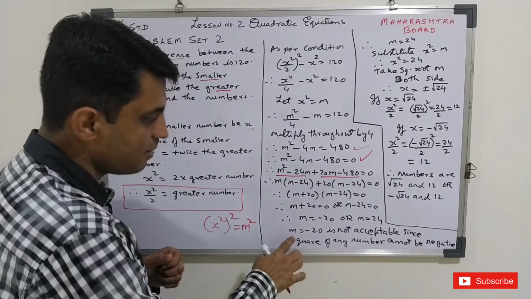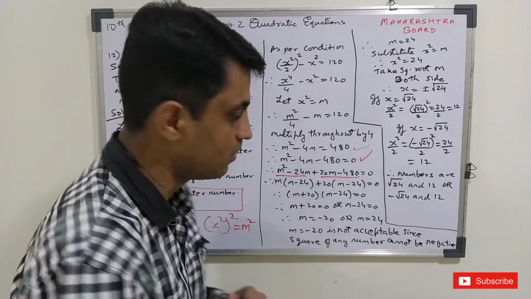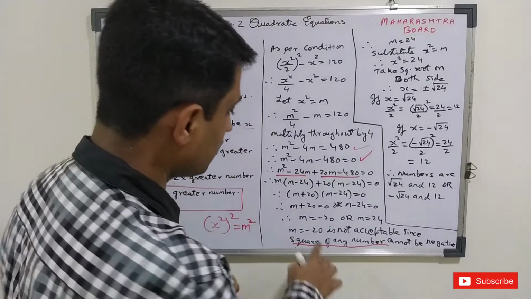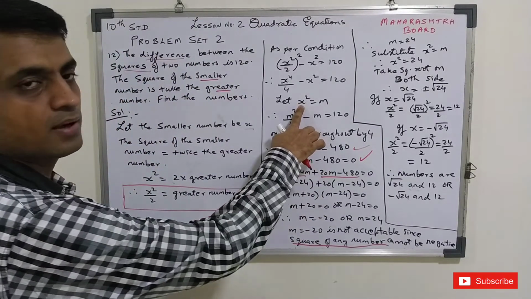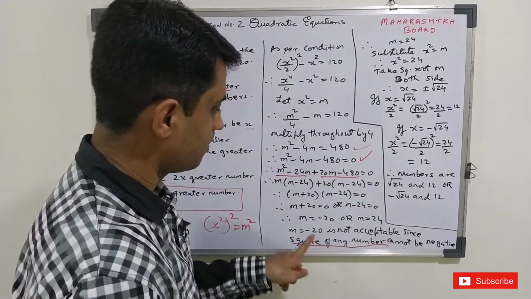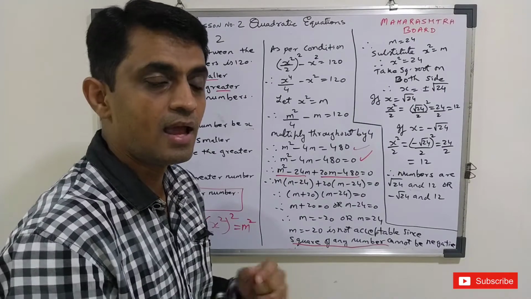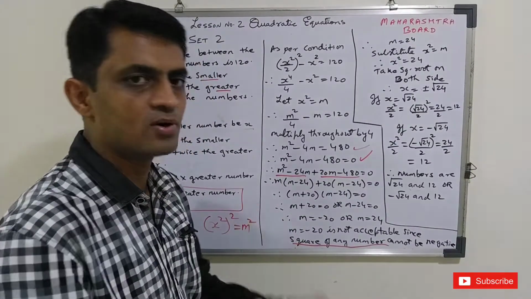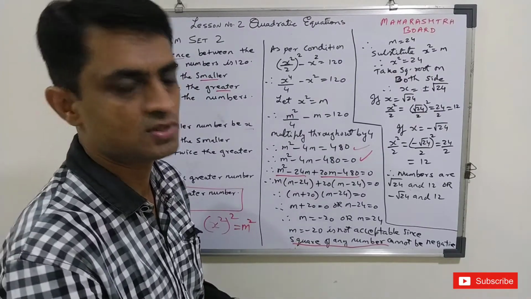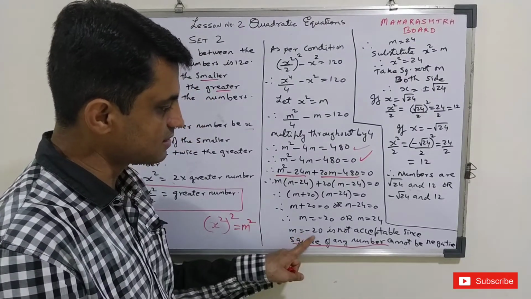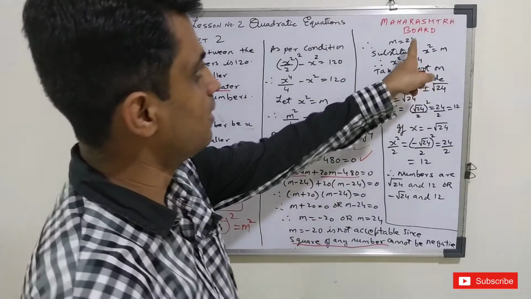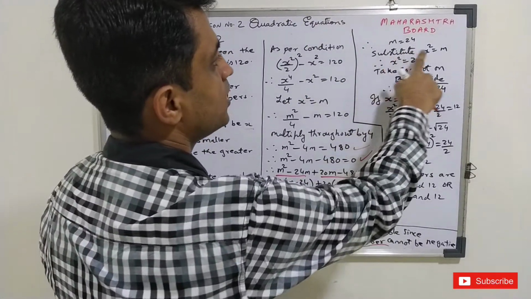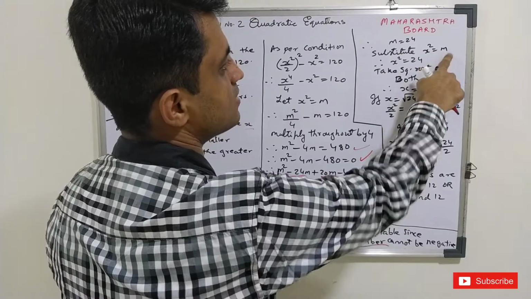But see here, m is equal to minus 20 is not acceptable. Why? Because square of any number cannot be negative. Because what is m? m is x square. मतलब कोई number का square minus 20 कैसे आएगा? And the square of any number is always positive. Positive का भी positive आता है, negative also positive. So for that reason, this is not acceptable. So what is acceptable? m is equal to 24. That is acceptable.